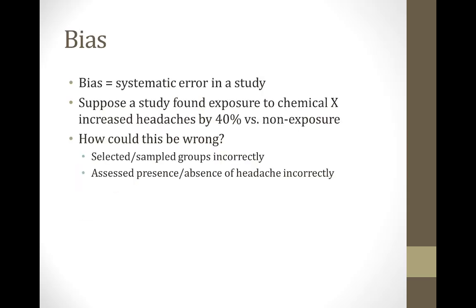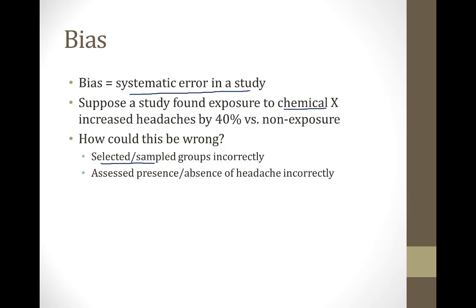Bias is something that happens in epidemiology studies or clinical trials when there's some systematic error in the study and in its findings. So suppose, for example, that a study found exposure to chemical X increased headaches by 40% versus non-exposures. Let's think about some of the ways this result could be wrong.